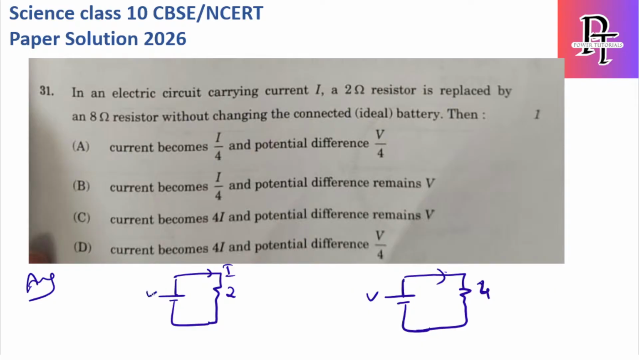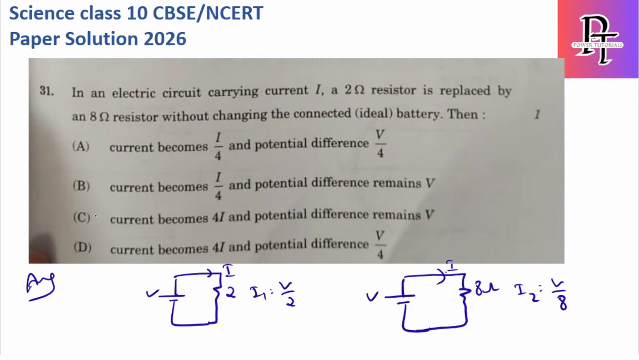Okay, so what about the current now? In the first case the current value is V by 2. In the second case the current value is V by 4. Okay, what happens to the current now? So what is the resistor? It is 8 ohms, sorry. Second case the resistor is 8 ohms. So V by 8. So with respect to I1, I can say I2 is 1 by 4th of I1.